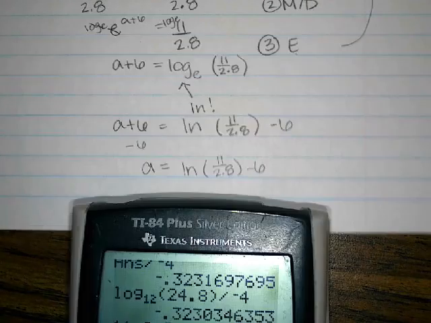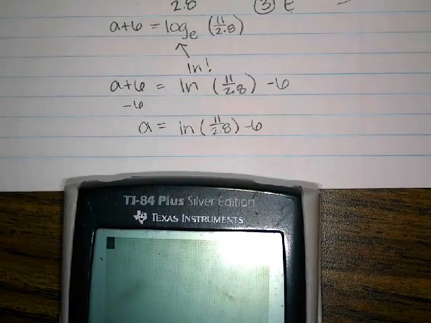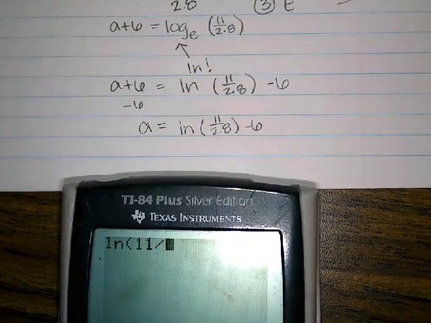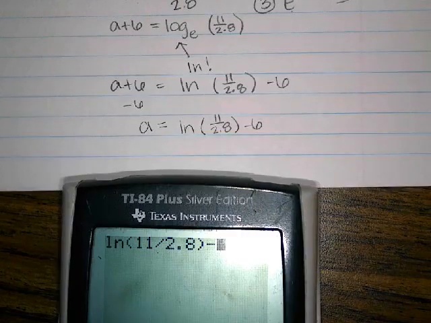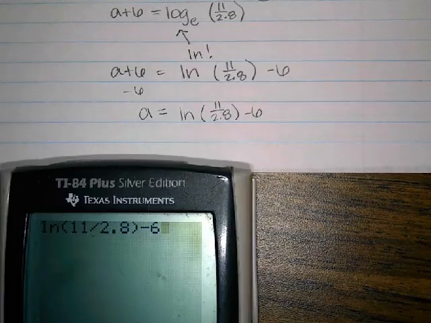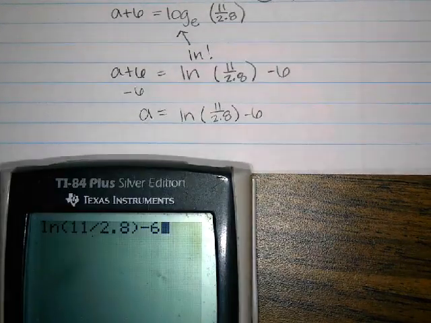Ln of 11 over 2.8 minus 6. What do you guys get? Negative 4.632.